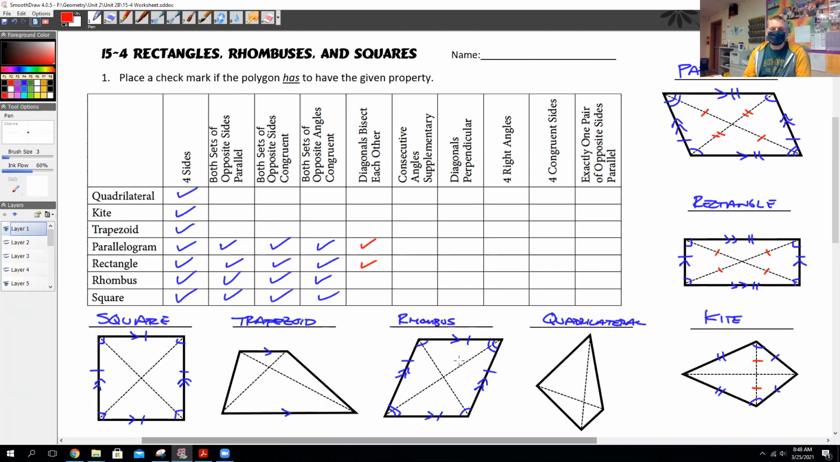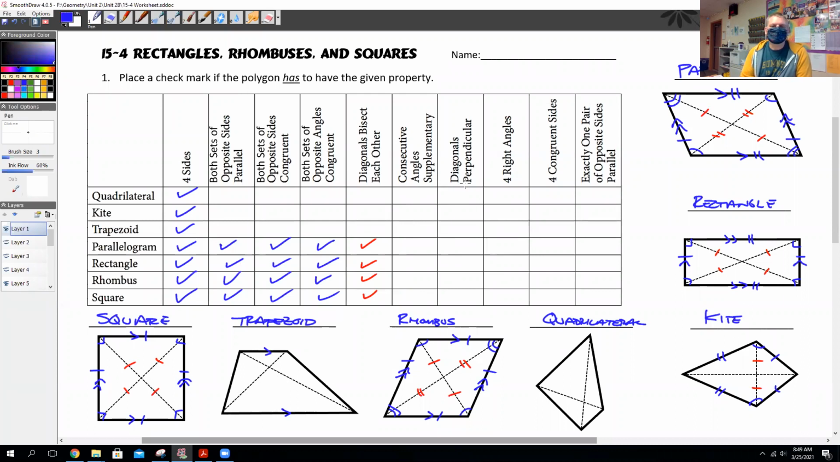How about rhombus? Yep, this is the same as this, and this segment is the same as that. So rhombus works. Trapezoid? Nope, that's definitely not the same, and that doesn't bisect either. And then how about square? All those things are the same. Look at that. Okay, trust me, this pattern will not continue forever.